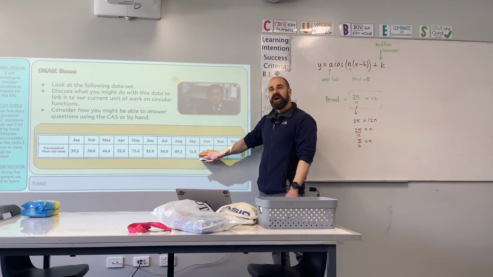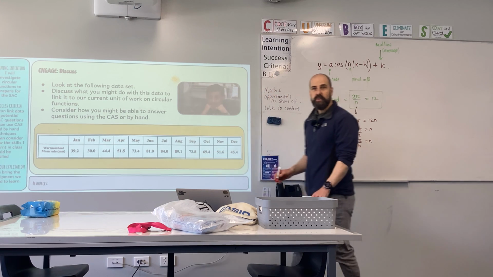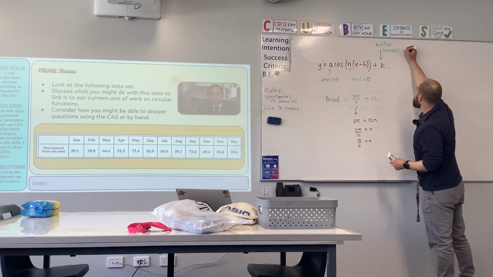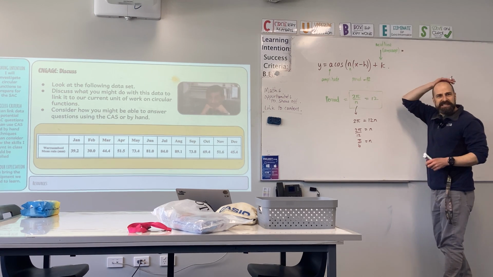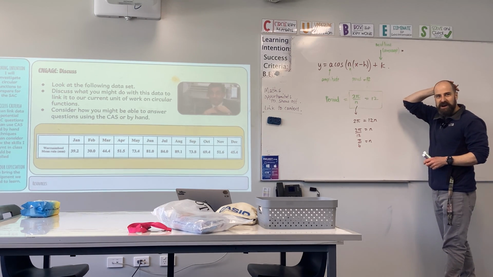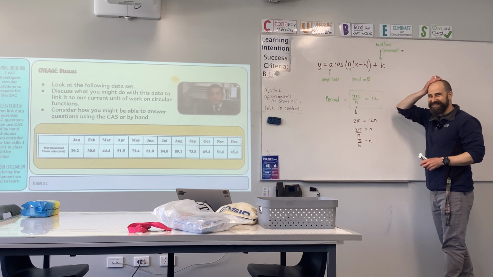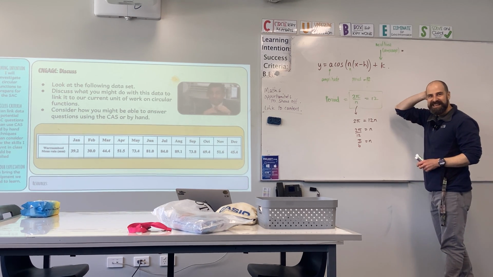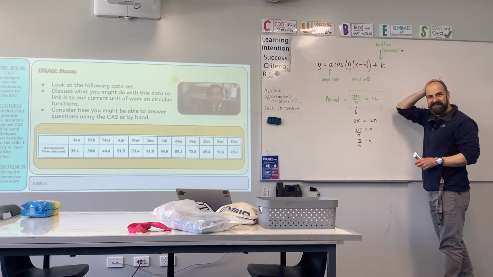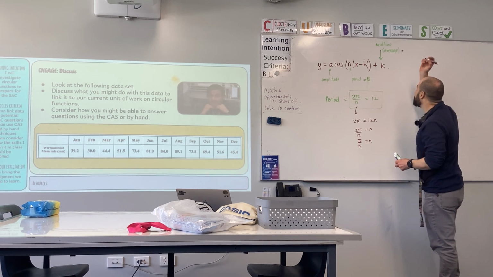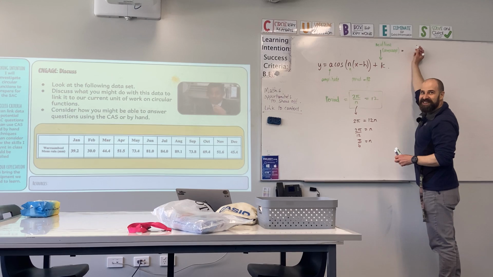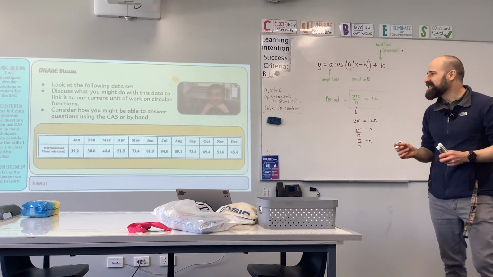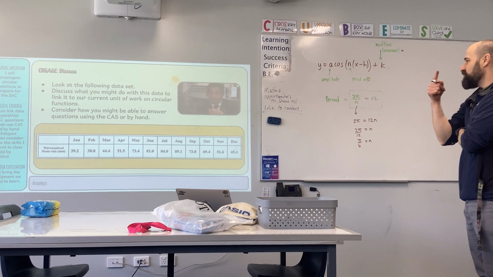Okay, did anyone find the average here? What did you get? 365. So the average was 365. I feel like that's wrong. I think you just added it up. Did you add them all up and divide by 12? Which was? 365.